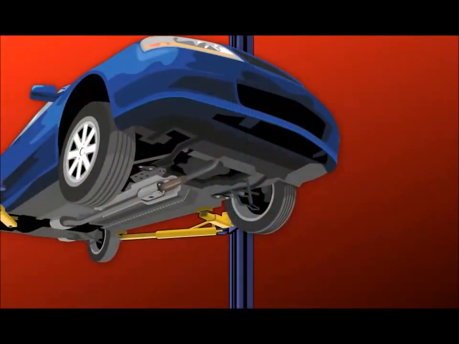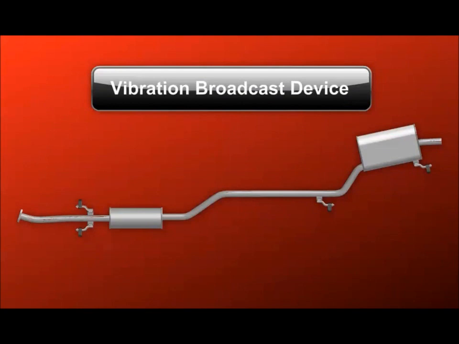During a visual check for friction between the engine and vehicle body, pay special attention to the exhaust system. This system bolts directly to the engine and extends down the length of the vehicle, making it the perfect vibration broadcast device.